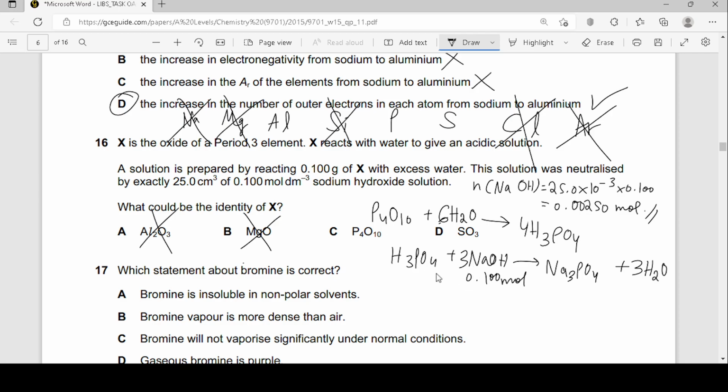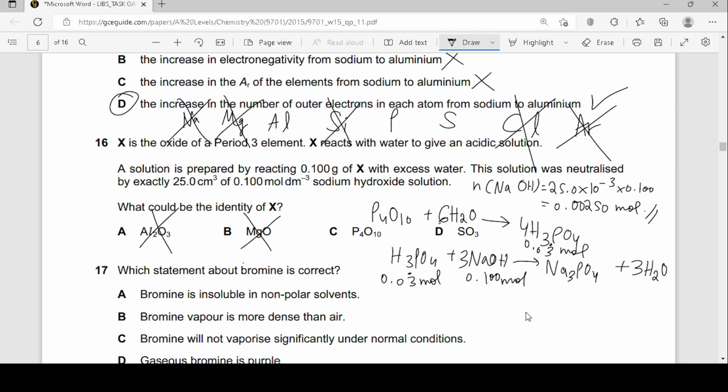So those are my 2 reactions, and we have 0.100 moles of this, which means this is a 3:1 mole ratio, right? So how many moles of H3PO4 should I have? I should have 0.1 divided by 3 moles of that, which is 0.03 moles, where the 3 is recurring. So that's the number of moles I have. I'm just going backwards in my calculations. Okay, so this is 0.03 moles.